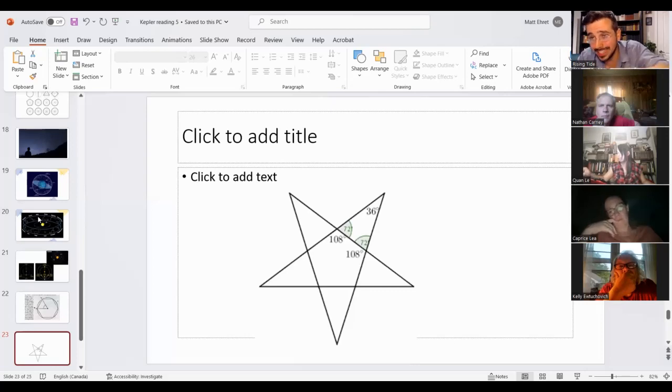If you connect every second vertex, it will form a star, which has 72 degrees inside on one angle, 36 on another angle. For the smallest part, you have 108 degrees, which is also the same. See, there's a smaller pentagon inside, right? That would be what you would get on the outside also of the pentagon.